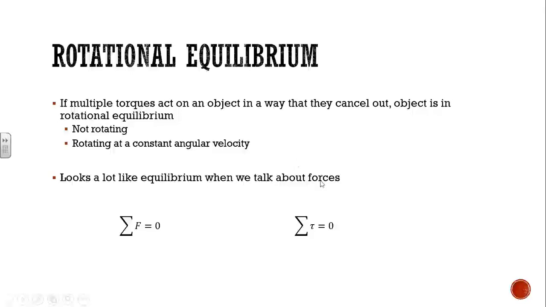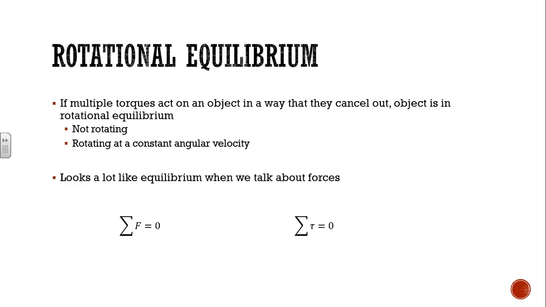So we start talking about rotational equilibrium. If multiple torques act on an object in a way that they cancel each other out, the object is in rotational equilibrium. It's not rotating, or it's rotating at a constant angular velocity. This looks a lot like equilibrium when we talked about forces. The sum of all the forces is equal to zero, and in fact it's the same type of concept. In this case, the sum of all torques is equal to zero.